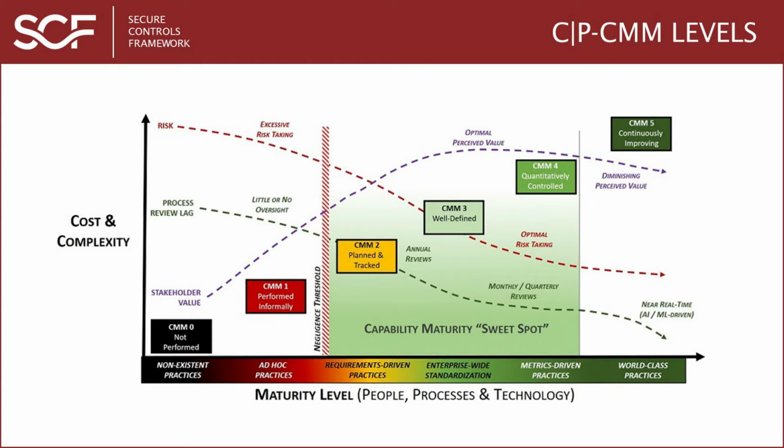What is fascinating about this maturity model is that when you look at it, for many organizations, there is a sweet spot for the level of maturity that they can achieve. There is also a negligence threshold where a reasonable person could argue that any maturity less than level 2 could be considered negligent practices. This sweet spot is generally level 2 through 3 with maybe a few controls in level 4.